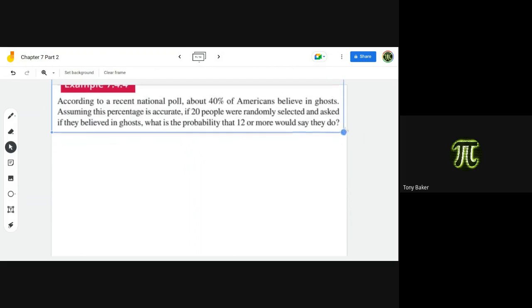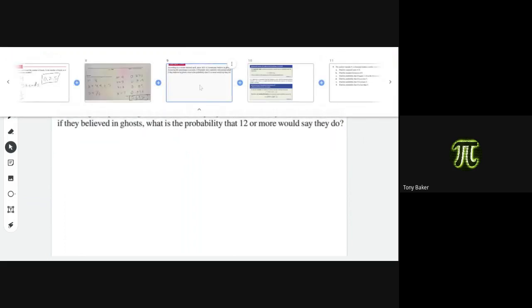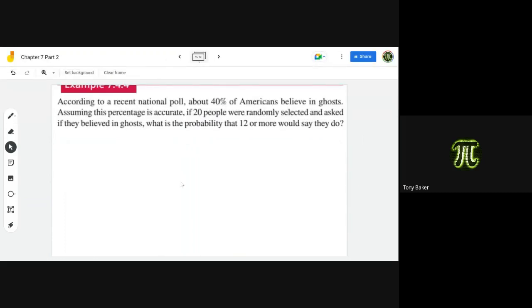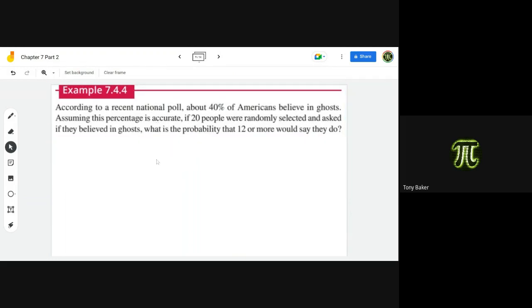All right, let's look at this one, because I want to do a few that are not necessarily coins and dice and stuff like that. While those are really easy to use, they're not useful for you in real life. That's not where you're ever going to really use it unless you're constantly playing games. So it says, according to a recent national poll, about 40% of Americans believe in ghosts, which I thought was apropos for October and Halloween. Assuming this percentage is accurate, if 20 people were randomly selected and asked if they believed in ghosts, what's the probability that 12 or more would say they do?